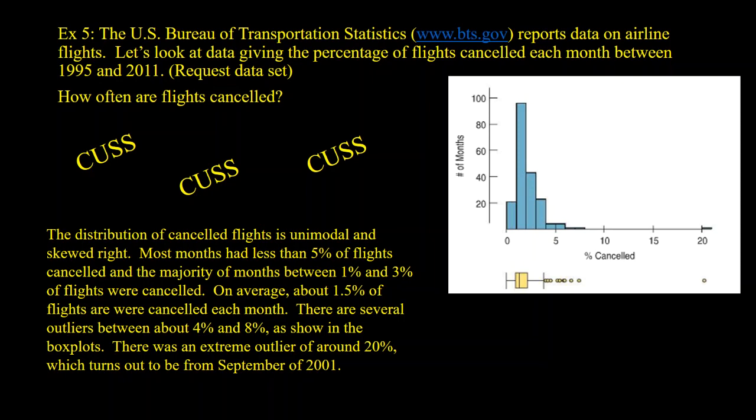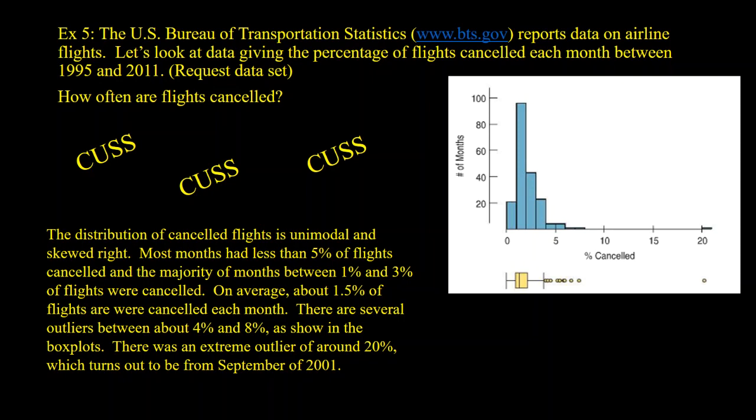So both of these graphs give us some useful information. The most helpful thing about the box plot is it shows us all those outliers. So we can say more clearly, yes, there are outliers. So CUSS. Center: on average, 1.5% of flights were canceled each month. So that's discussing the center. Unusual: there are several outliers between 4% and 8%, and an extreme outlier around 20%.